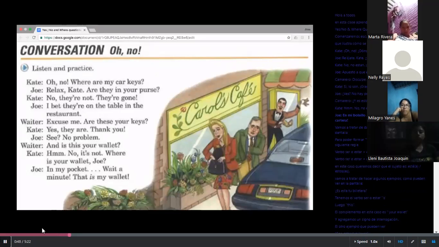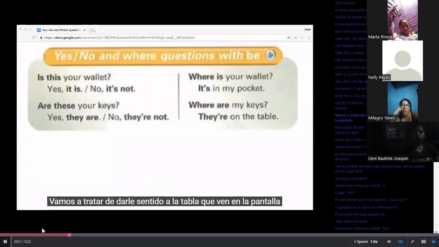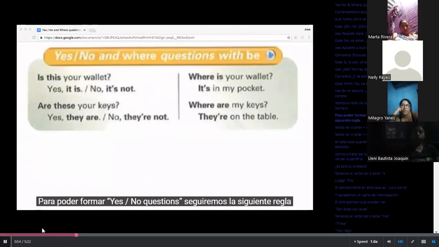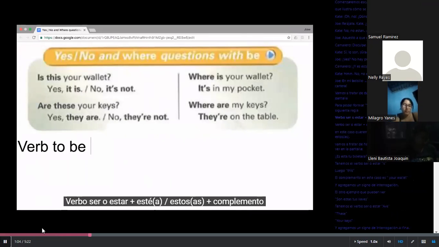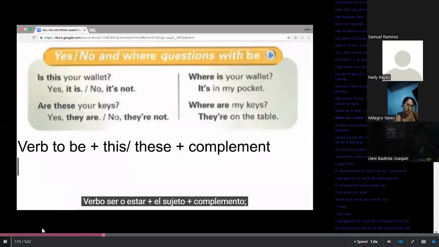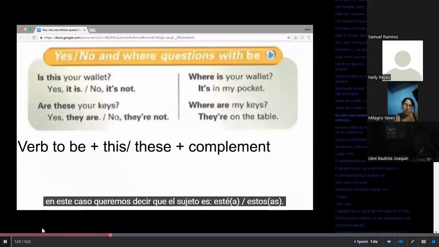That is my wallet. Let's try to make sense of the chart that you see on the screen. In order to form yes or no questions, we're going to follow the next formula. Verb to be plus this, or in this case could be these, plus some kind of complement. So verb to be plus subject plus complement. In this case, we want to say that the subject is this or these.